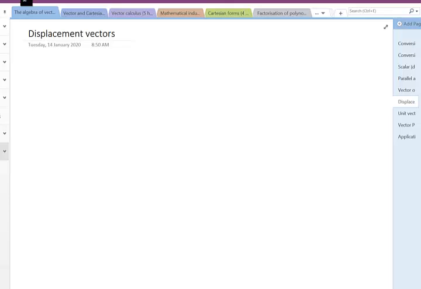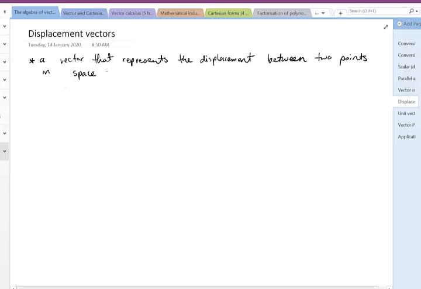This is a quick lesson regarding displacement vectors. So we'll start with a general rule. A displacement vector is a vector that represents the displacement between 2 points in space relative to a common origin.